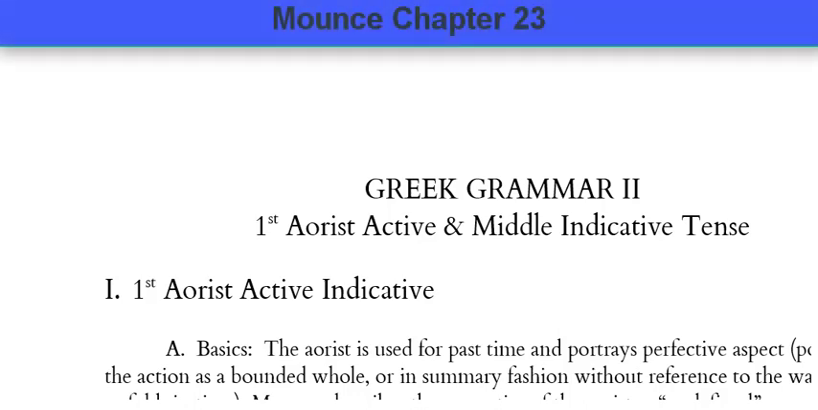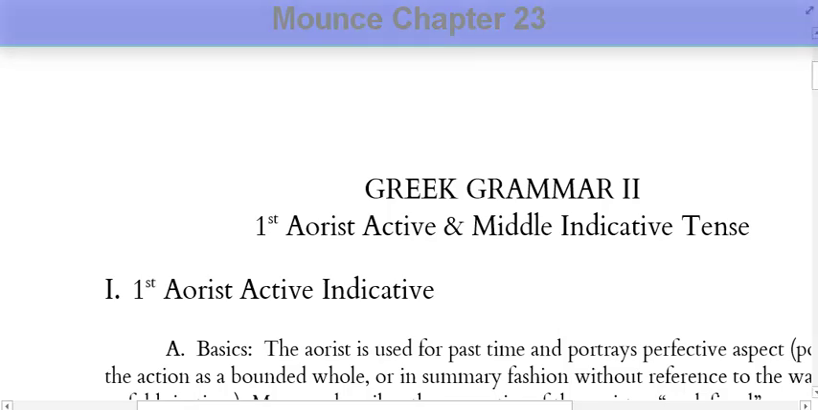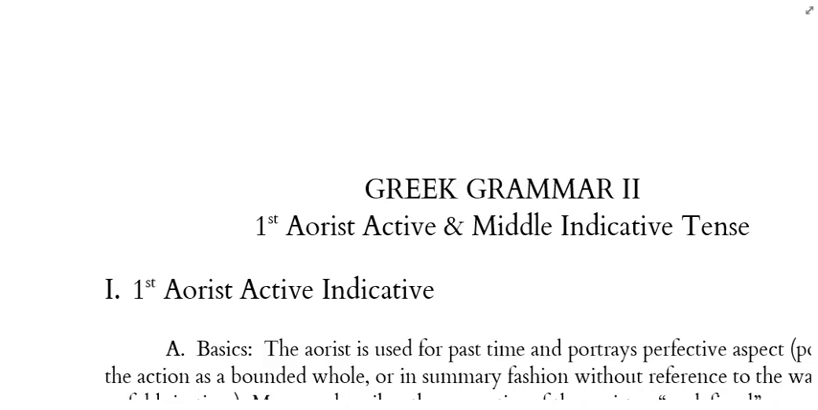Okay, so this is the first aorist, active and middle. We're going to start with the active of the first aorist. Now remember that we're dealing here with a tense that has an alternate way of forming it, and that's called the second aorist. And in the second aorist, were there any tense formatives? No. If you recall that term. No, there are no tense formatives.